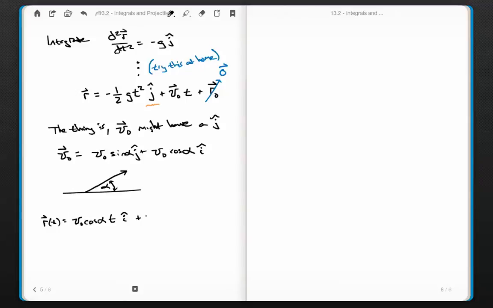Plus, there's a j component here and a j component here. So I'm going to do this one first just because it's positive. So we'll say v initial sine of alpha t, right? That takes care of this part and that t. And then minus 1/2 gt squared, and this whole thing is going to get multiplied by the unit vector j. Right? So that becomes our projectile motion.